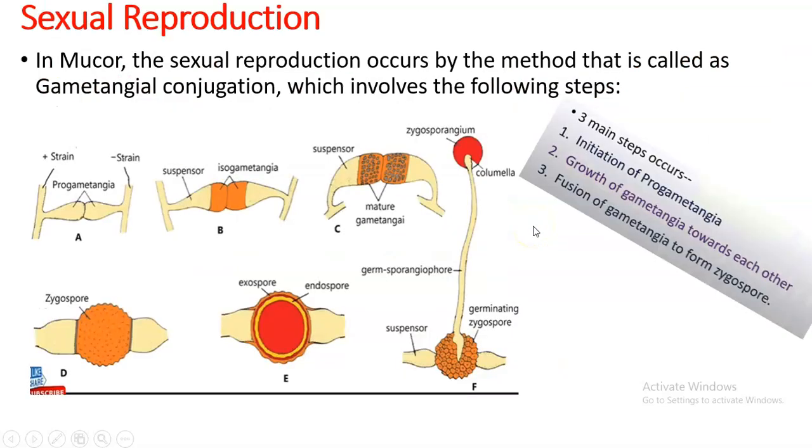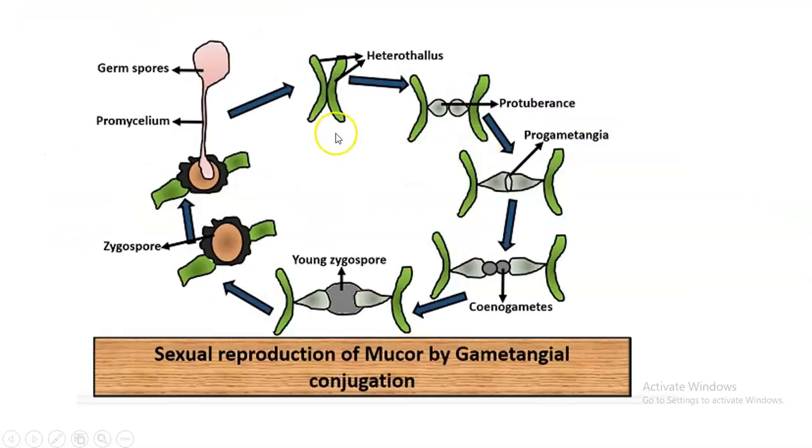Sexual reproduction is the same as in the case of Rhizopus. You can see that there is an initiation of progametangia. Then the progametangia become gametangia. Then the gametangia, after the fusion of nuclei, will form a zygospore. These are the two walls of the zygospore, exospore and endospore. From the zygospore, a promycelium will be released at the tip. You can see the formation of the zygosporangium. This zygosporangium will form carrying spores.